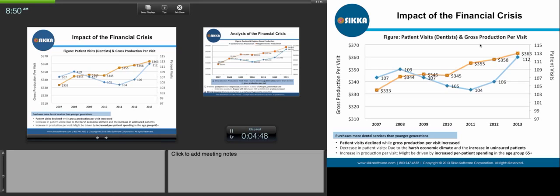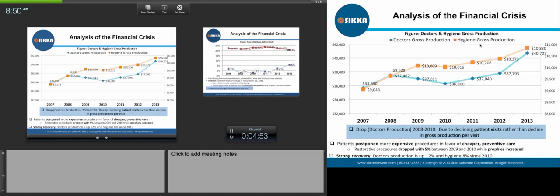The next one is doctors' gross production and hygiene gross production. Now, the source of data in this case is Sikka software. And you can see how the doctor's gross production is tracking slightly on a lower trend in 2010, and then it started to catch back up into 2013. And that's, again, because of the elective nature of many procedures that is being done by the doctor, whereas hygiene is typically paid by the insurance company and it's fully covered, and so you don't see that significant a drop in the hygiene production.